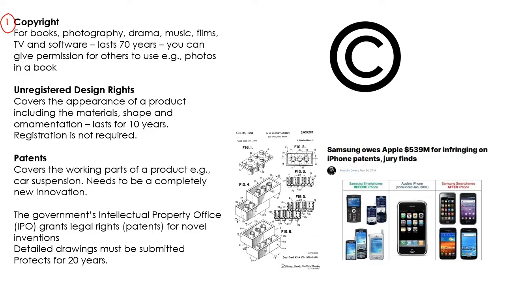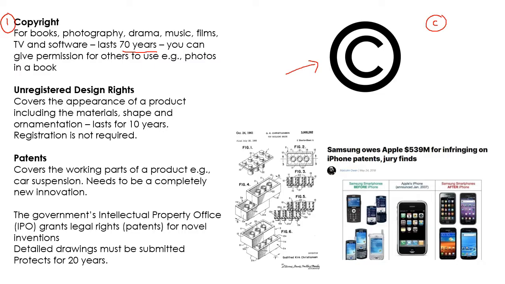The first one is called copyright. It has this little logo, so you might see something that has a little C copyright sign at the end of it. Copyright is for these things only: books, photography, drama, music, films, TV, and software. Interestingly, it lasts 70 years. But you can give permission for others to use your copyrighted materials.